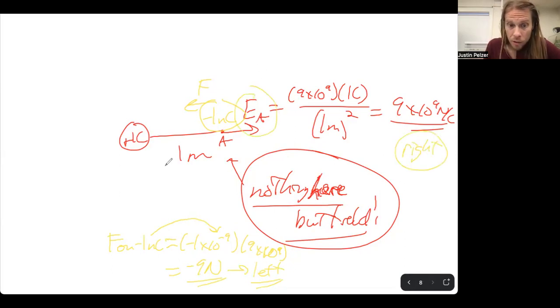So E is field, F is force. Field creates force, but only when a charge is there. So be careful of the difference between field and force and whether the source charge or the test charge are positive and negative. And already you're probably like, man, that's a lot to keep track of, but that's electrostatics. That's what we're doing here. That's the end.